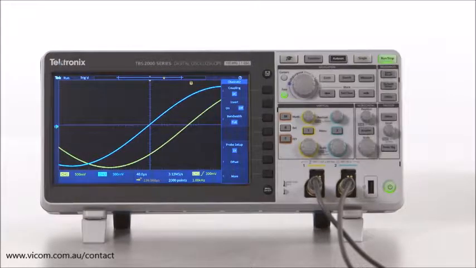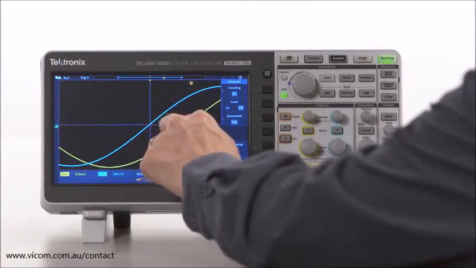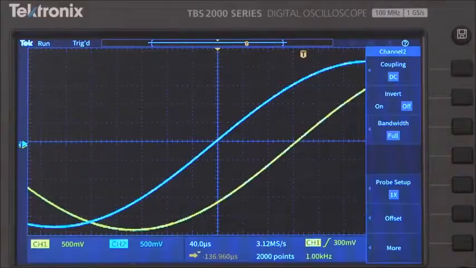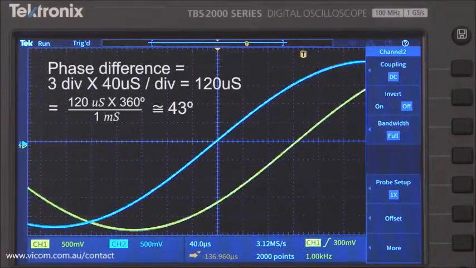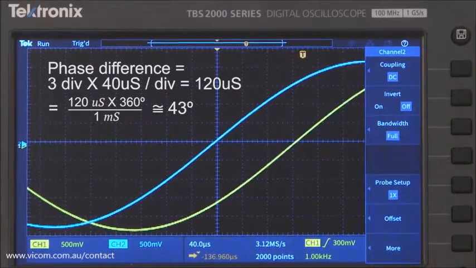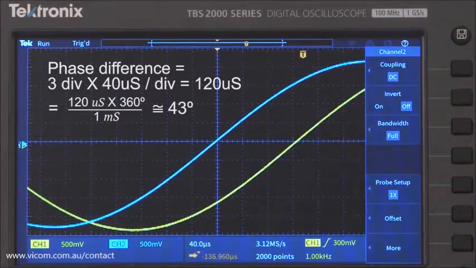You measure the time difference between the two signals. In this case, the two signals are 40, 80, 120 microseconds apart. You can convert the time into an angle by multiplying it by 360 degrees per the period. In this case, 360 degrees represents a 1 millisecond period, so the conversion factor is 360,000 degrees per second. 120 microseconds times 360,000 degrees per second gives you a phase difference of around 43 degrees.